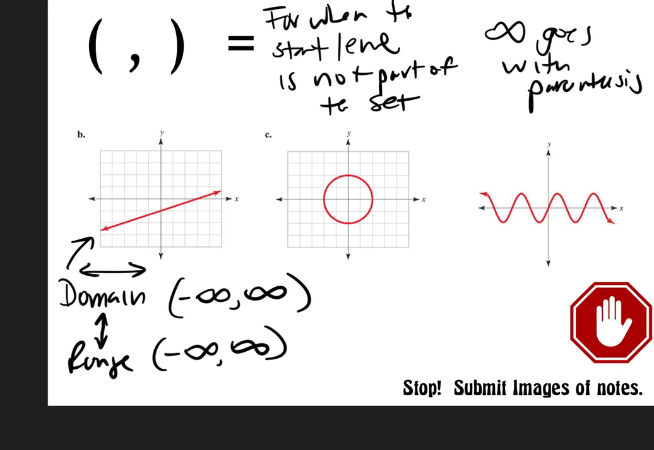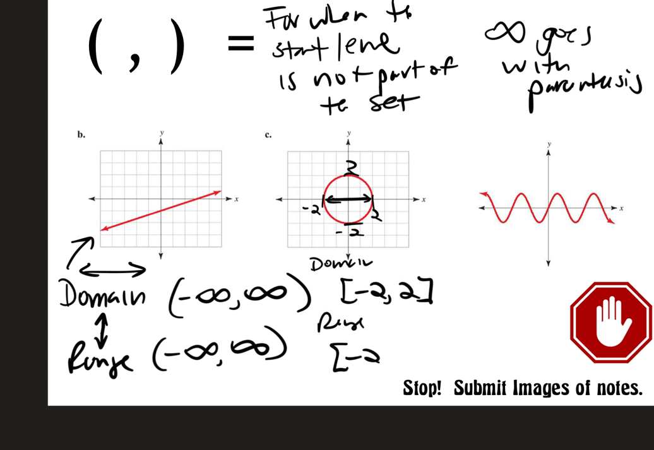For C, notice that we are at 2, negative 2, negative 2, 2. So if I was looking at the domain, that's from here to here, and those 2's and negative 2's are included because it hits them. That's the domain. The range, actually, this time is the same thing also because this is a circle perfectly centered on the origin. Does it always look like that? No. But can it look like that? Sure.